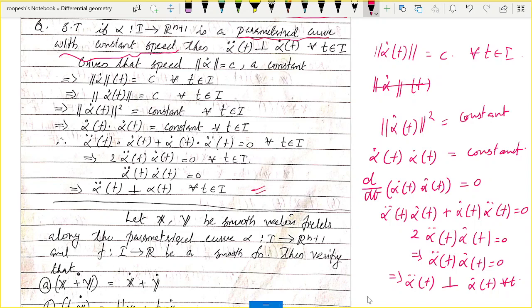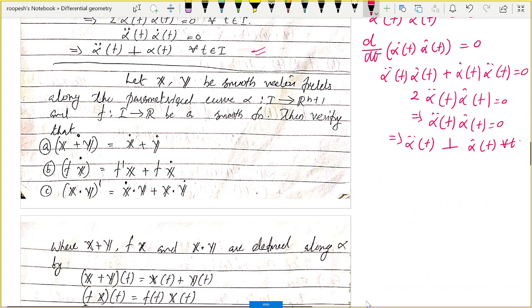Now, given some properties, if X and Y are smooth vector fields along the parameterized curve alpha from I to R^(n+1) and f from I to R is a smooth function, then we want to verify that the derivative of X plus Y is equal to X dot plus Y dot. We can see it one by one.